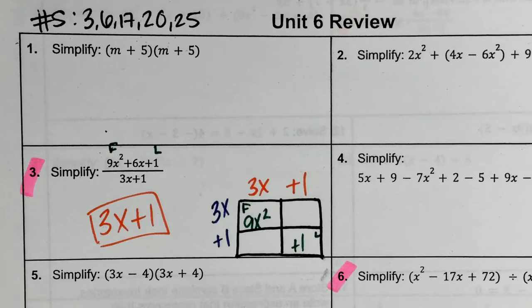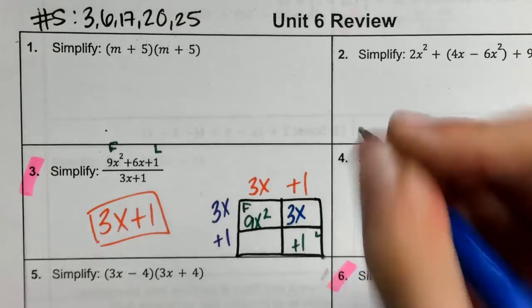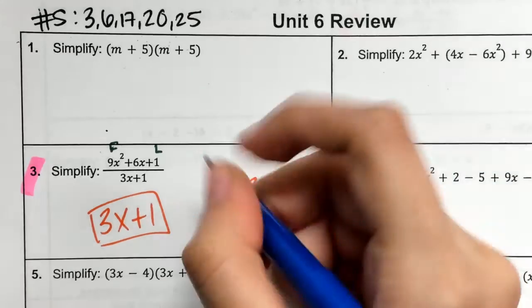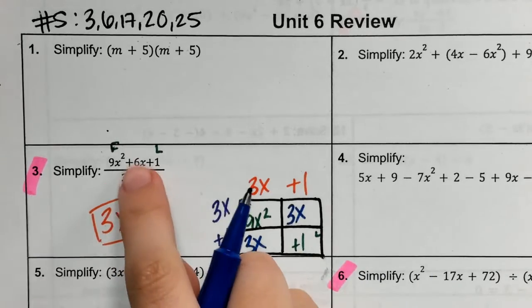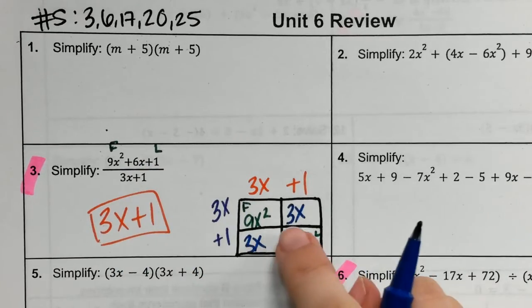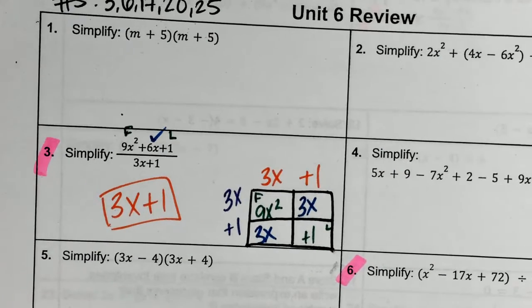If you want to check your answer, you just fill in your box. So 3x times 1 is 3x. 1 times 3x is 3x. When you combine, you want to make sure it adds up to the middle term. Well, 3x plus 3x is 6x. So we know we did this correctly. So this is how you can double check your answers.